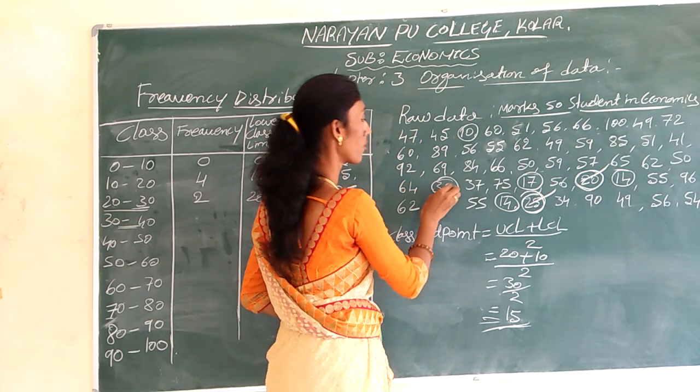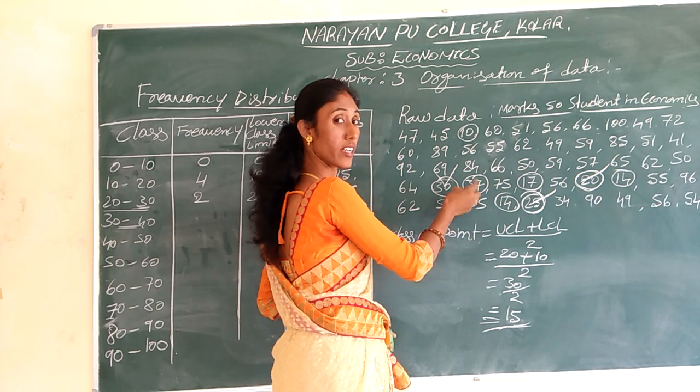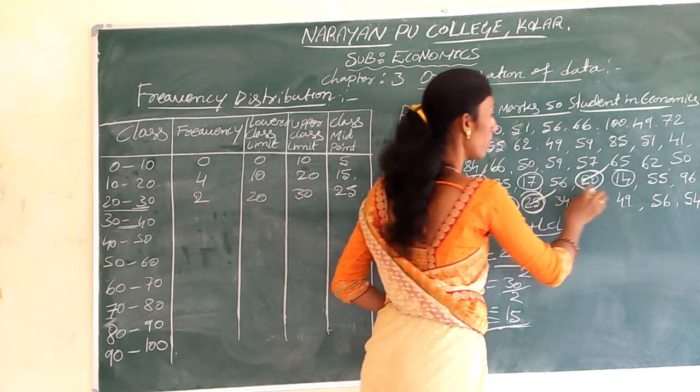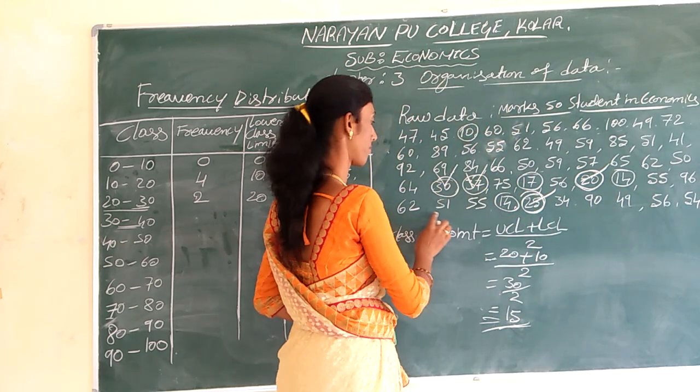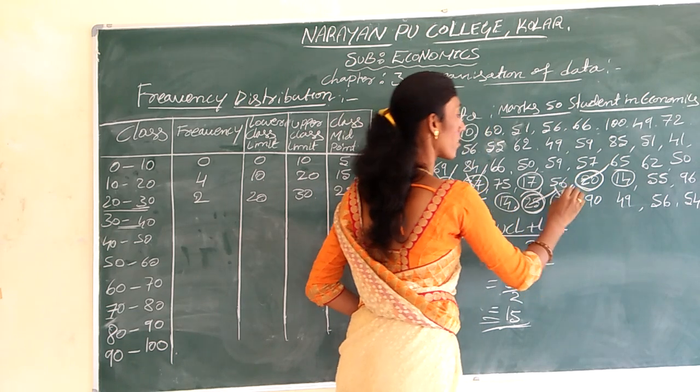Here one value we got it. Yes, right? 37, more than 30 and below 40. And one more value here, 34.